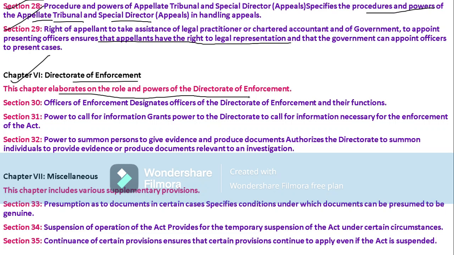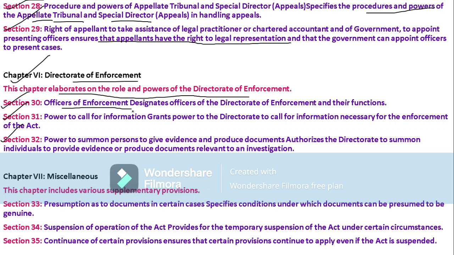Okay, so what are the roles and powers of the Directorate? Section 30, section 31 and section 32. These three sections deal with the roles and powers of the Directorate of Enforcement. Section 30 deals with officers of enforcement, meaning who the designated officers are, who the directors are, and what their functions are.